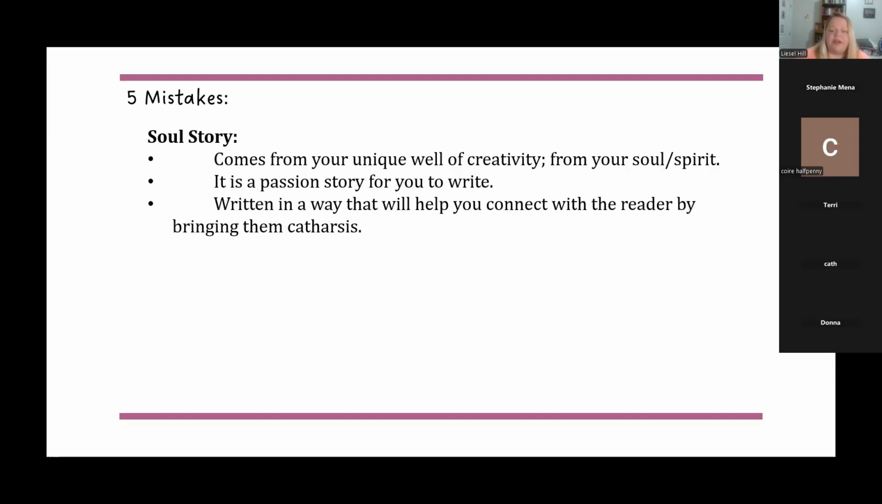And finally, it needs to be written in a way that will help you connect with your reader by bringing them catharsis. So you're probably starting to see some similar themes here, and we're going to get into more detail. You'll understand these things a lot more by the time we get to the end of the presentation.